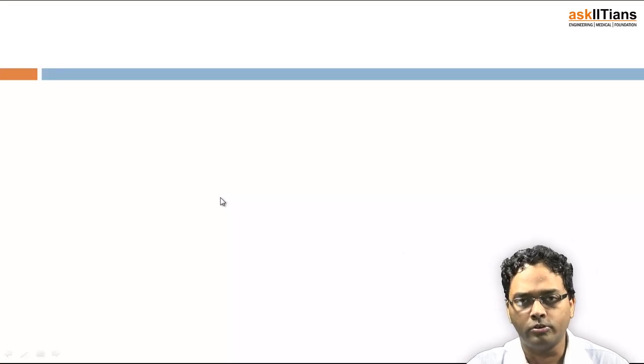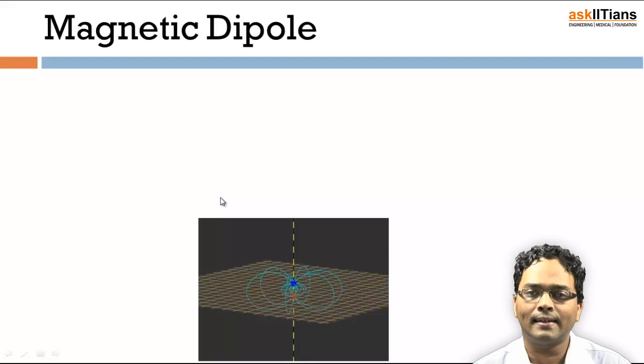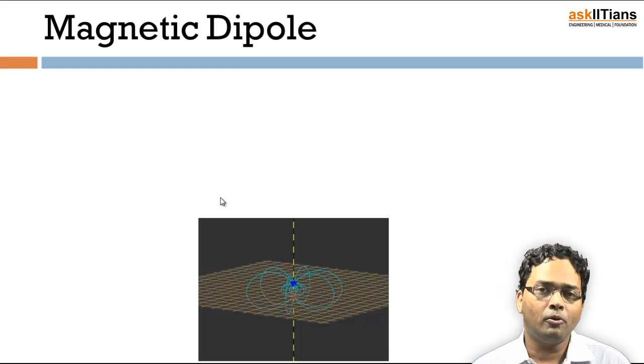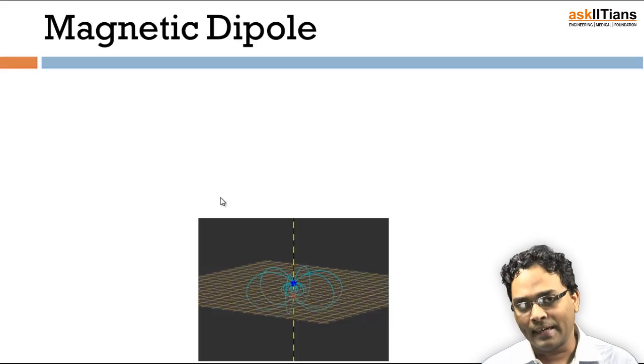So let's now move on to magnetic dipoles. What exactly is a magnetic dipole? When we talk about a magnetic dipole, or for that matter any dipole, it means two charges. So you should have equal and opposite charges, right? That means both charges should have the same magnitude and different signs. Further, the charges are kept at a particular distance away from each other. That is what we call a magnetic dipole, or a dipole.